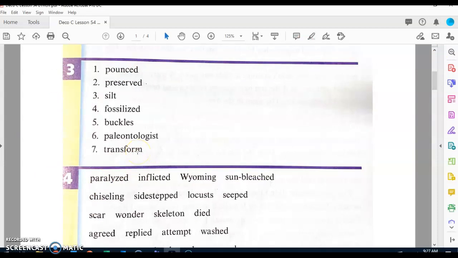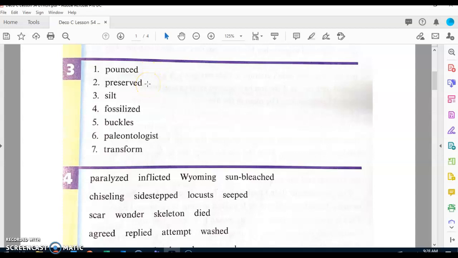Now let's go ahead and pay attention to part number 3. We're going to talk about what those words mean. Paying close attention because these words are going to come up in your story and these words will help you better understand the story. Word number 1. Everybody. What word? Pounced. Pounced means jumped on. Everybody. What's another way of saying the cat jumped on the ball? Think about it. Get ready. The cat pounced on the ball.